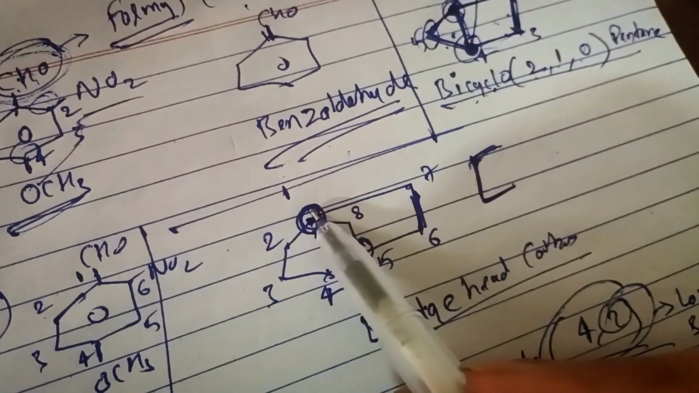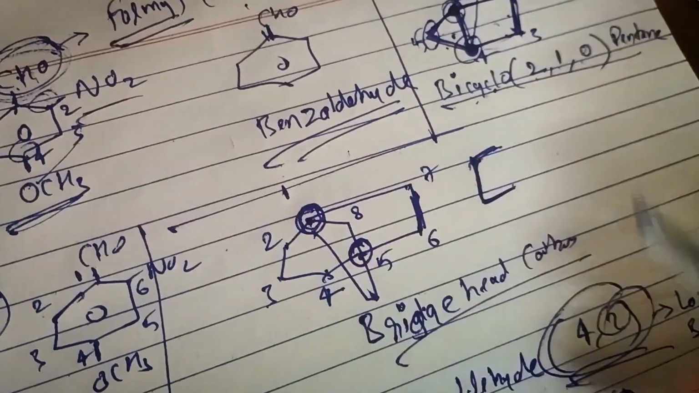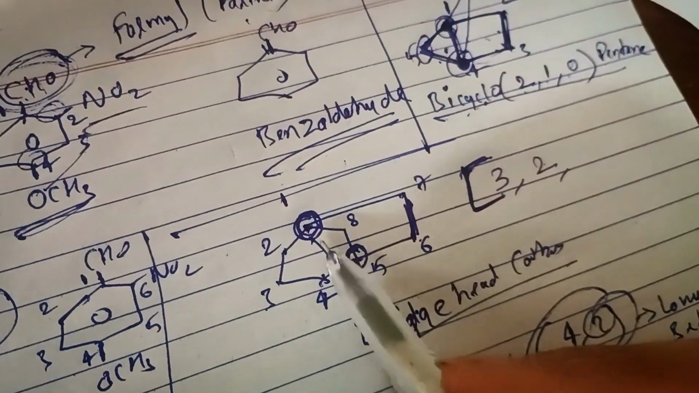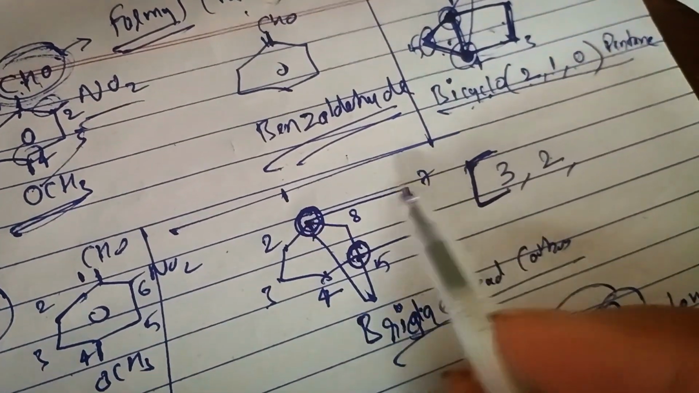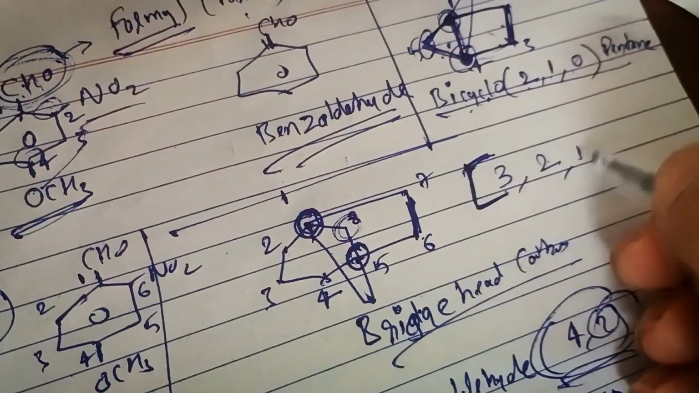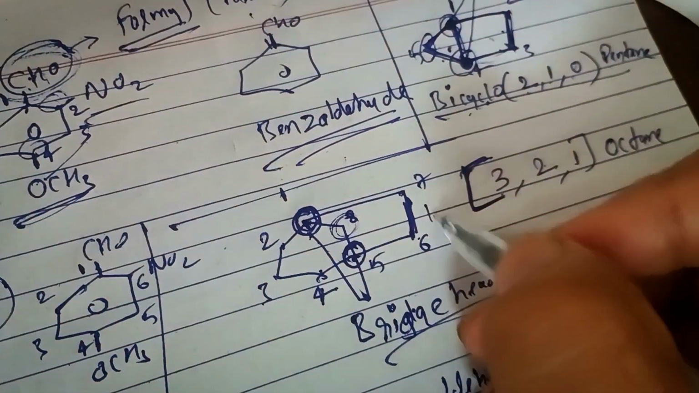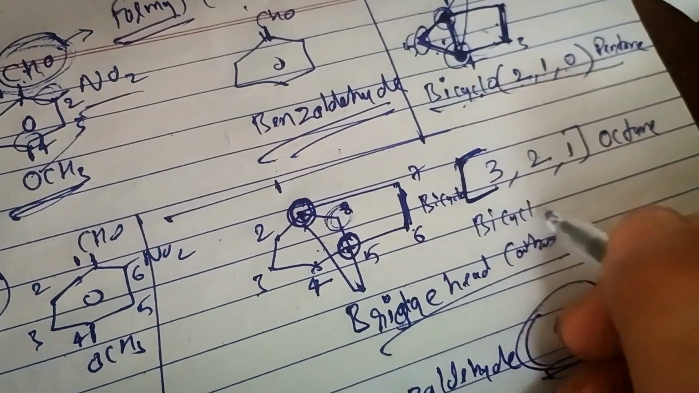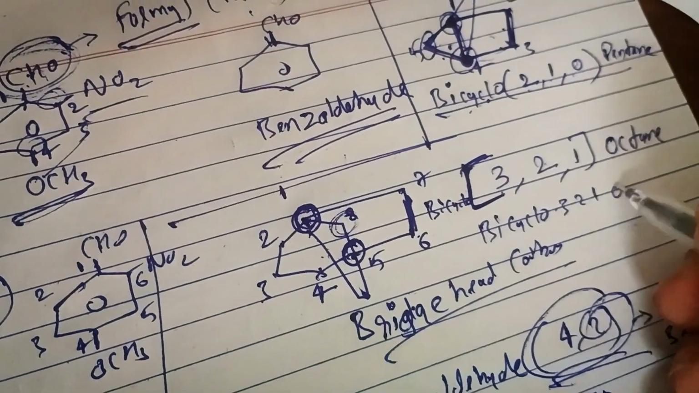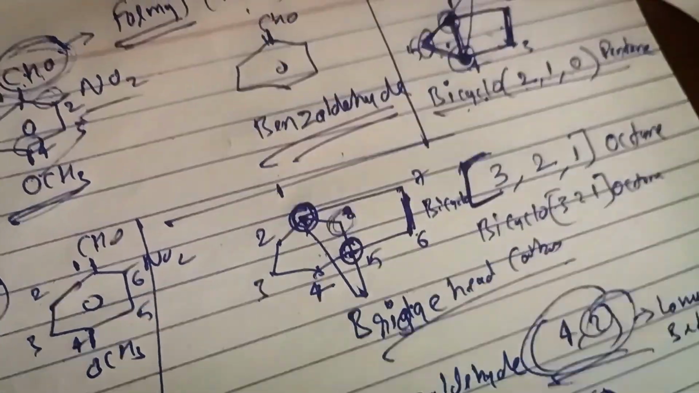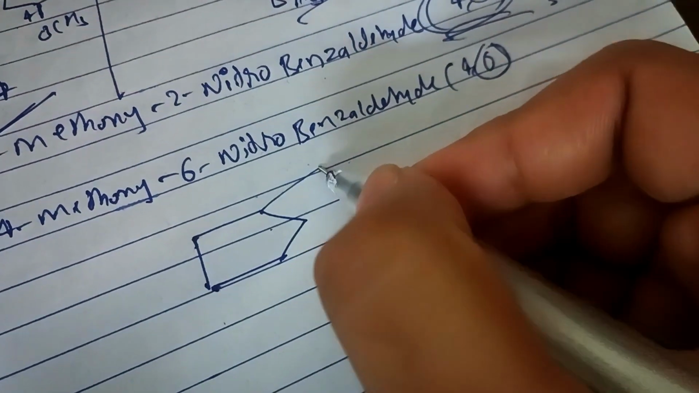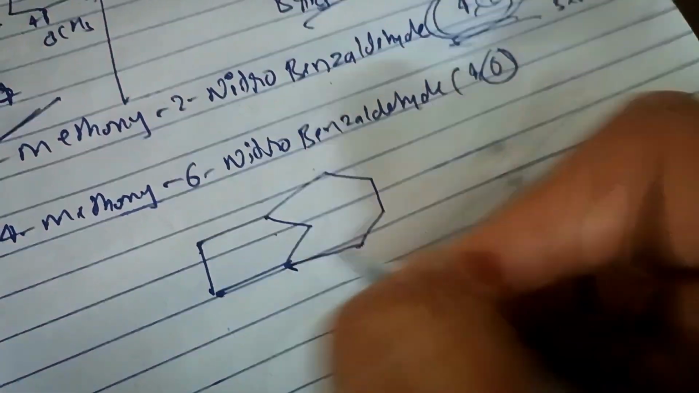1, 2, here we consider this as 0. Then 1, 2, 3, and consider this as 1, 2, and now it will be 0. Here there will be the 1, hence it is octane. Since there are 2 cyclic rings, this is bicyclo 3.2.1 octane, like this. And I will give another problem, and you have to solve this and comment the answer in the comment section.